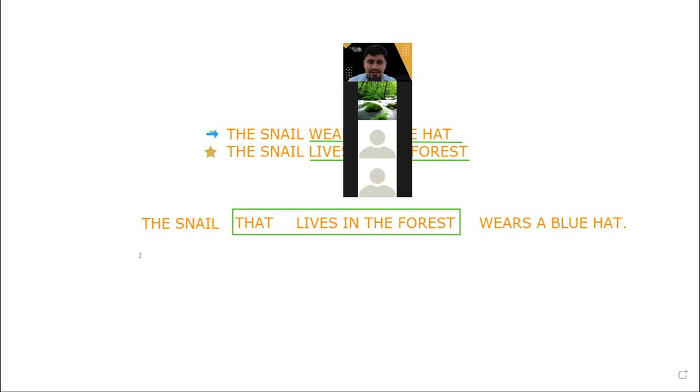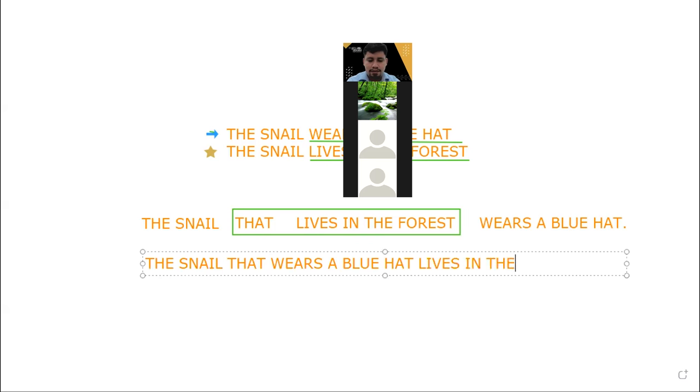How do we identify which information is more important? No, what I'm saying right now is that we can use both. So instead of using, for instance, here the snail that wears a blue hat, it could be the snail that lives in the forest. And it's going to be the same, okay? Is it possible? Yes, we can switch them.